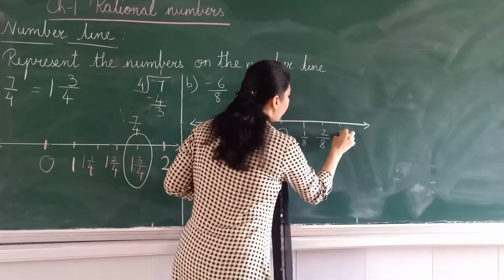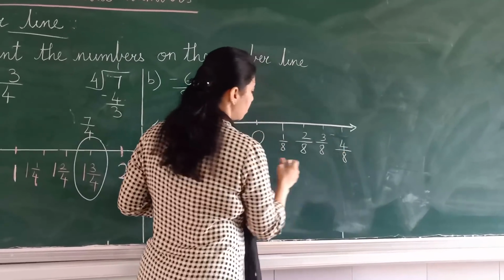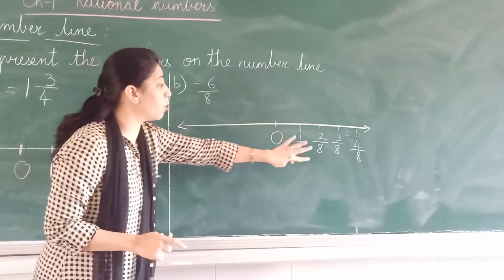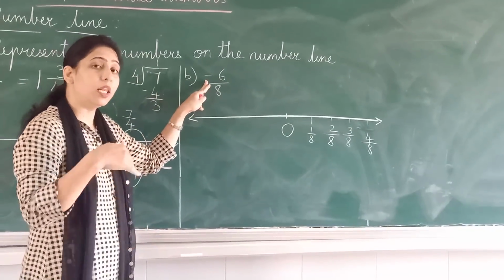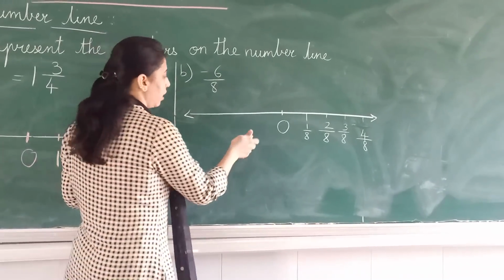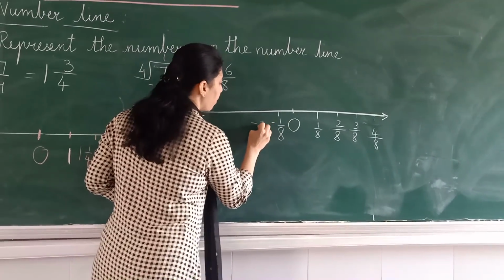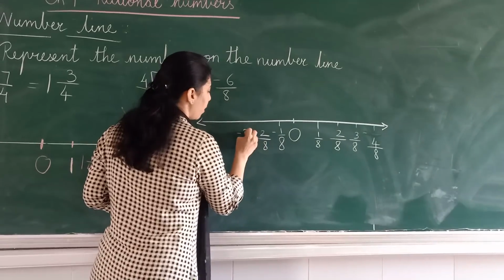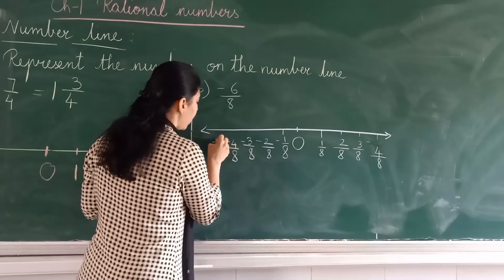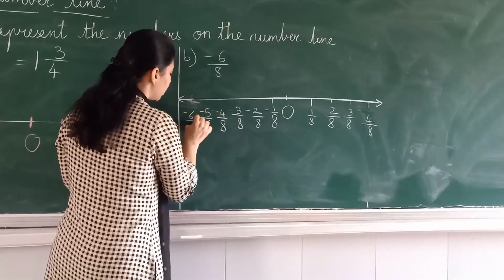1 upon 8, 2 upon 8, 3 upon 8, 4 upon 8. These are all positive rational numbers. But we don't have to represent the positive rational number. We have to represent negative rational number. So negative rational numbers will always come on the left hand side. So start from here. Minus 1 upon 8, minus 2 upon 8, minus 3 upon 8, minus 4 upon 8, minus 5 upon 8, and minus 6 upon 8.